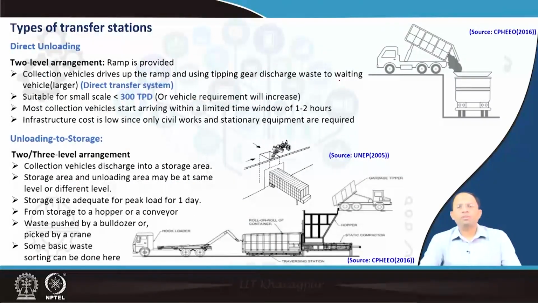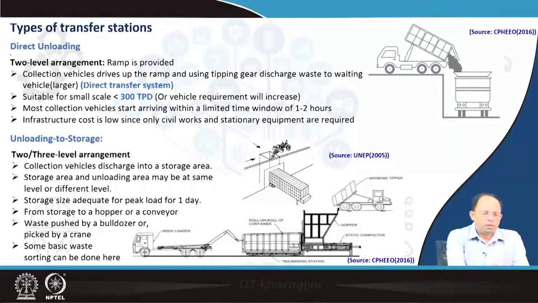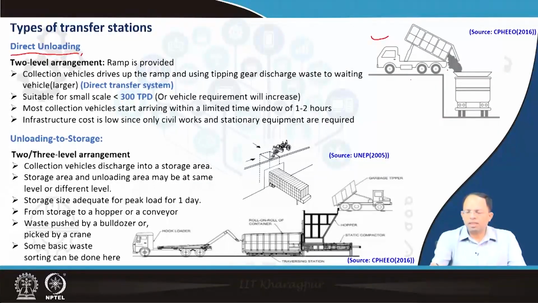So there are two types of transfer station based on the way the loading unloading arrangement is done. As you can see, the first one is known as direct unloading. It's a two-level arrangement, and there is a ramp provided. Over here, you see a vehicle which has brought in the waste. It has this tilting mechanism. It is putting the waste into the waiting vehicle over there, or this waiting container. This may not be the vehicle, it may be just the container, and then the container will be lifted into a vehicle.